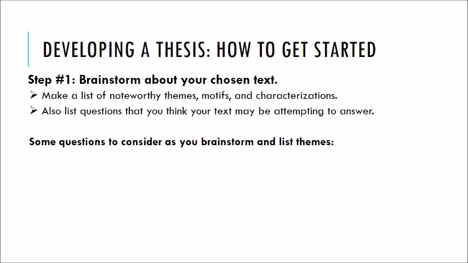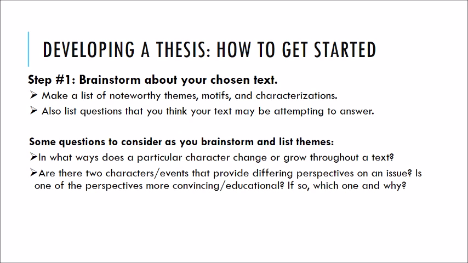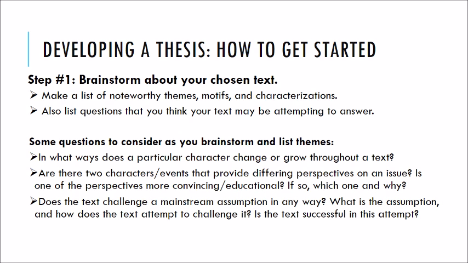For example, some questions you might consider: in what ways does a particular character change or grow throughout a text? Are there two characters or events that provide differing perspectives on an issue? Is one of those perspectives more convincing? And if so, why is it convincing? Does the text challenge a mainstream assumption in any way? What is the assumption and how does the text attempt to challenge it? Is the text successful in its attempt?